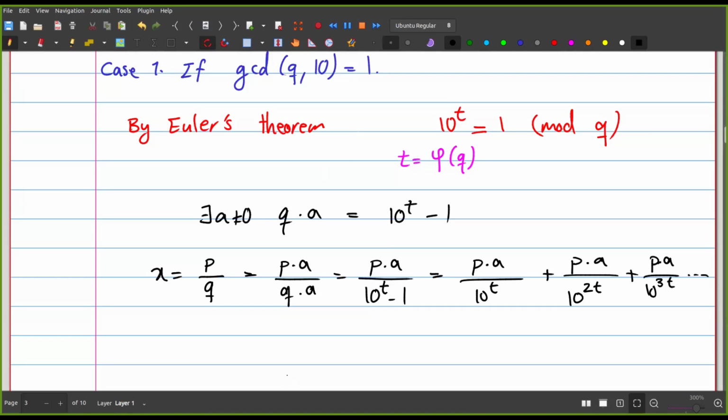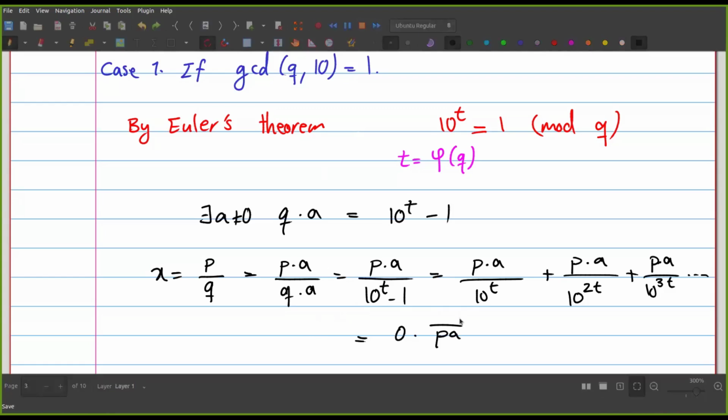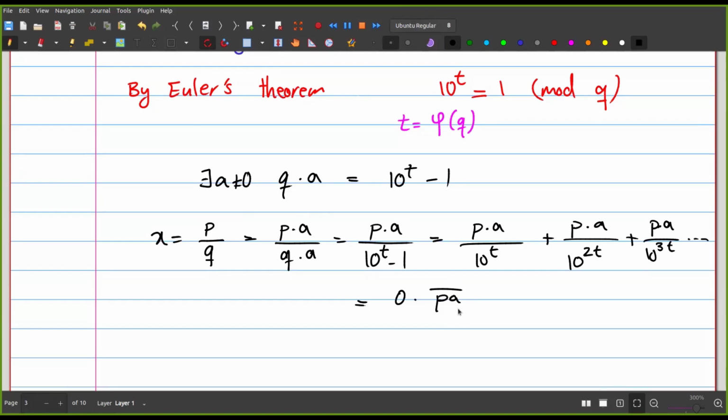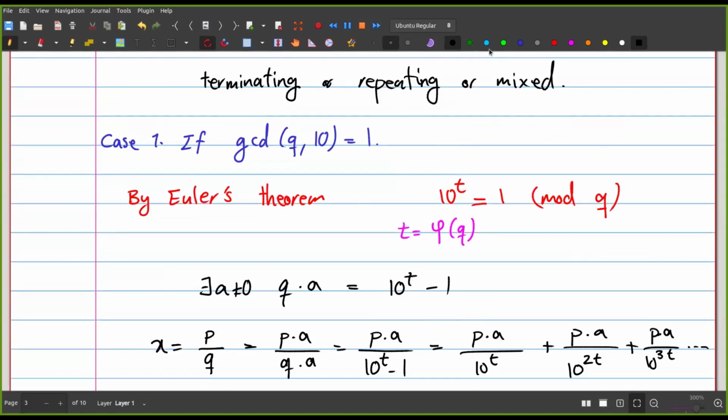And this is great because this is exactly the expansion that I was looking for. So my expansion is just 0 point, and then I write PA and I keep repeating PA. Of course, I write it in base 10 and keep repeating it. So in this case, I have a repeating expansion. Great. So now let's look at the other case.